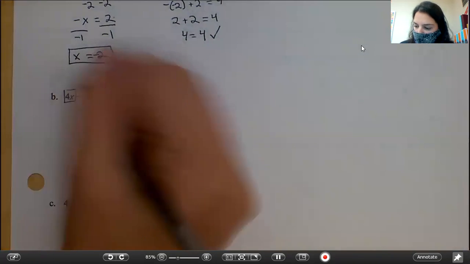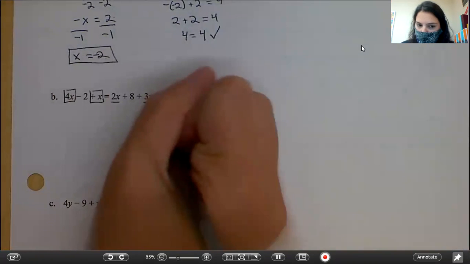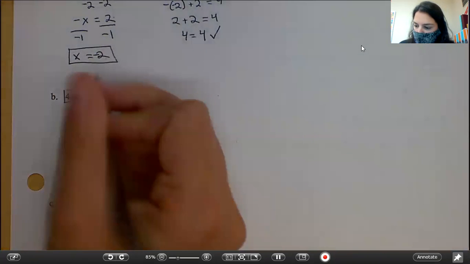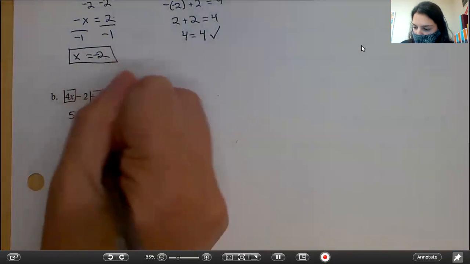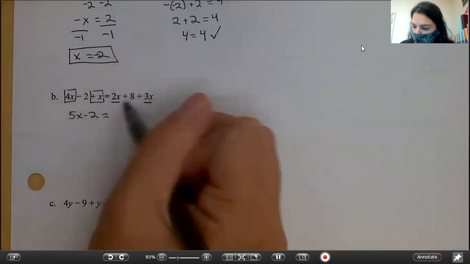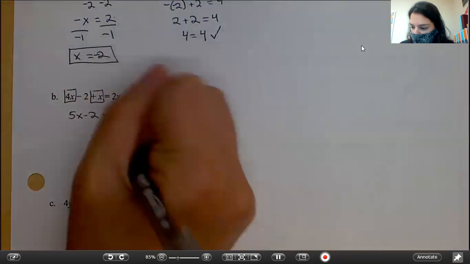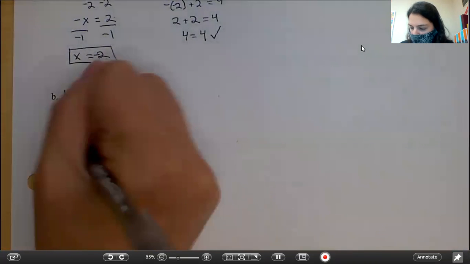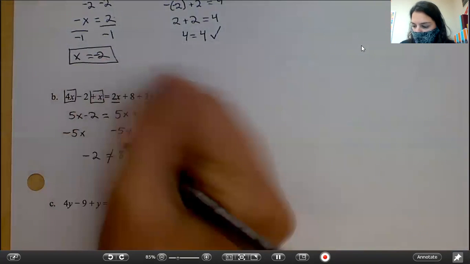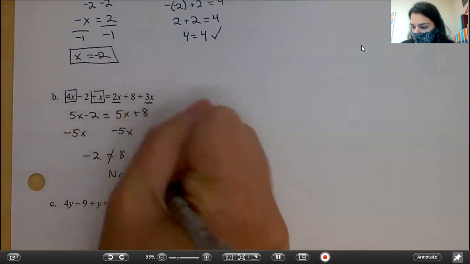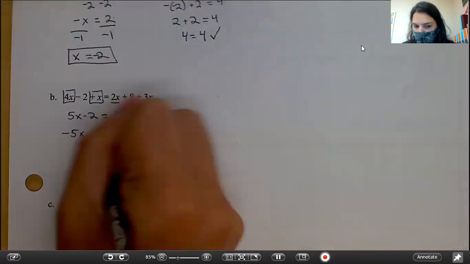We need to combine like terms first. Remember, you cannot combine like terms on other sides of the equal sign. So 4x plus 1x is 5x minus 2 equals 2x plus 3x is 5x plus 8. If I subtract my 5x, you will get negative 2 equals 8, which is not true, so it's no solution. When you come across a no solution, you cannot check it. That is your final step right there.